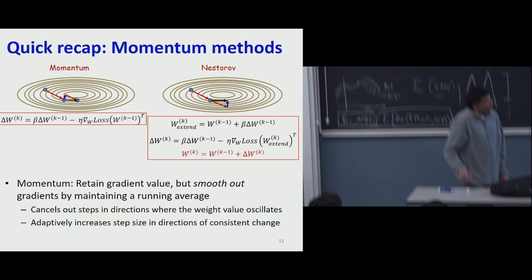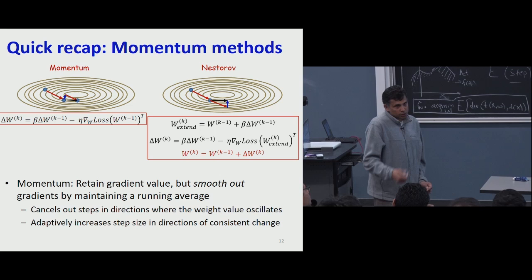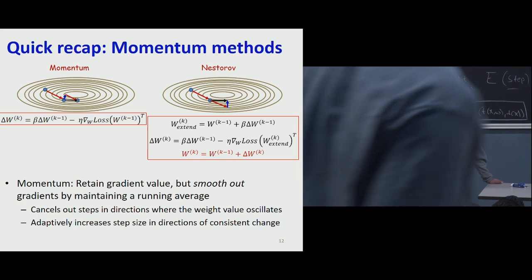Now, Nesterov's method was just a more optimal version of the standard momentum, where you first took the extended step and then computed the gradient, as opposed to doing the opposite. And it's easy to see why it's more optimal, because you want to compute the gradient with respect to where you would end up, as opposed to ending up where your gradient tells you to go.